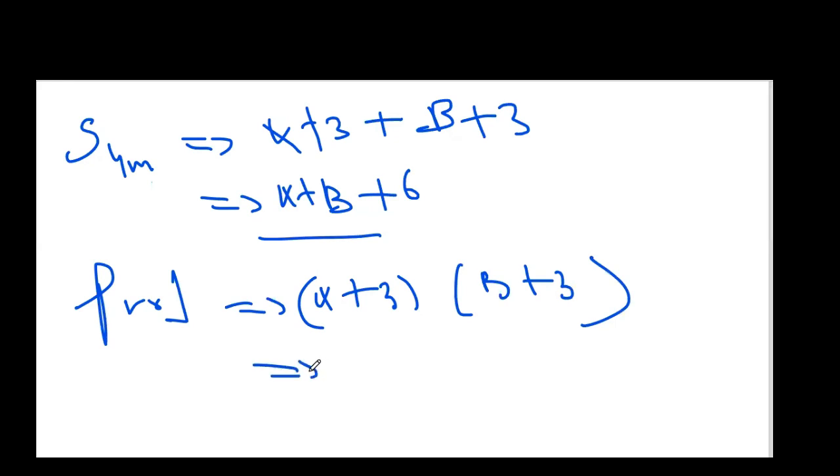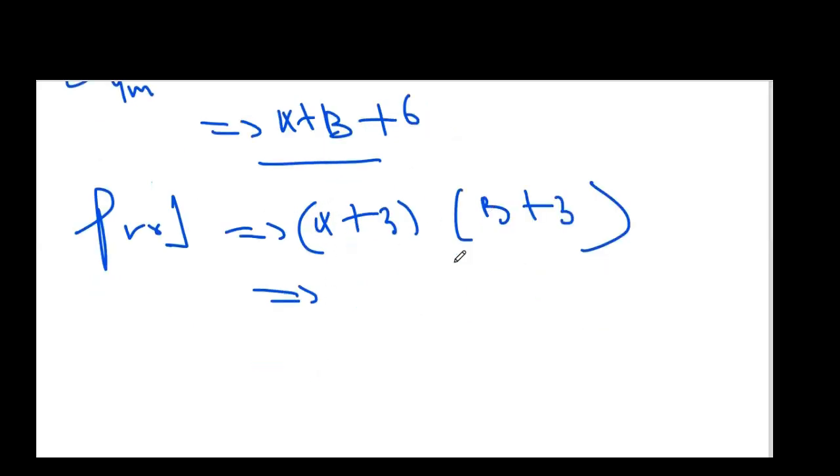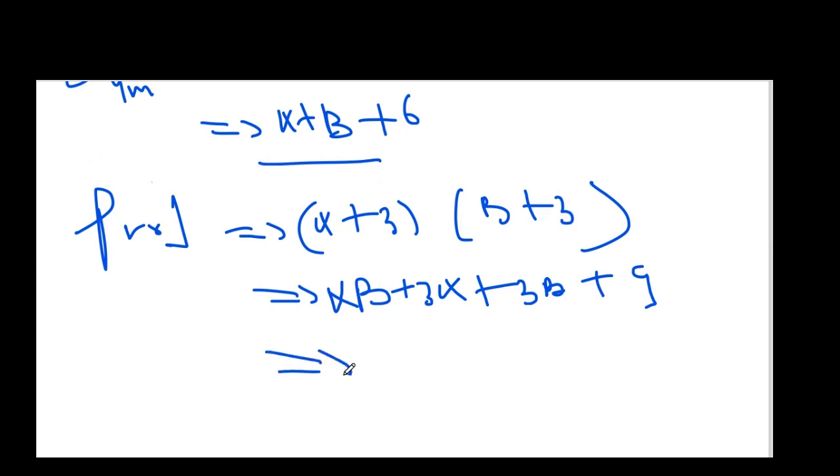Okay, so when you multiply there, what are you going to get? Alpha multiplied by beta will just be alpha beta. Alpha multiplied by 3 will just be 3 alpha. Beta multiplied by 3 will just be 3 beta. And then 3 multiplied by 3 will just be 9. Okay, so meaning here, what do we have?